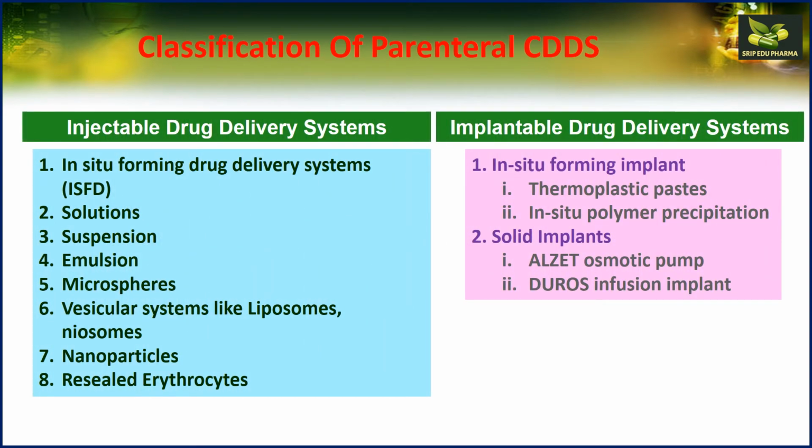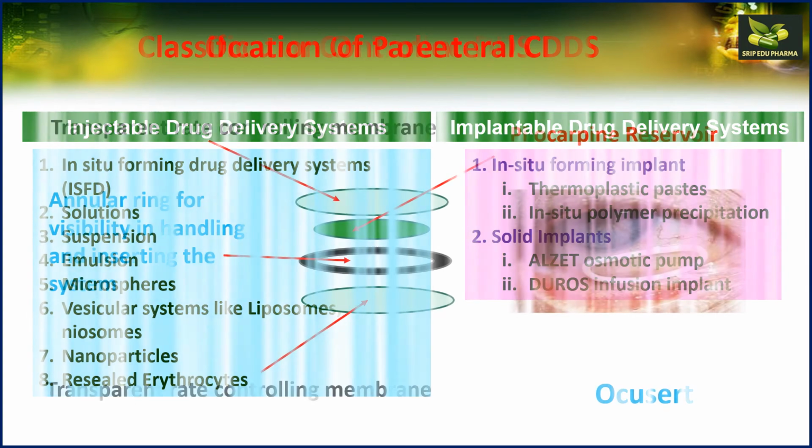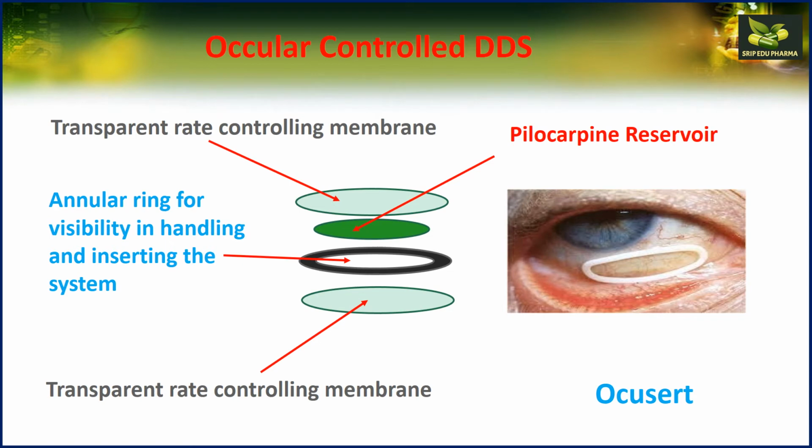In parenteral controlled drug delivery systems, you have to study injectable drug delivery systems and implantable drug delivery systems. Various types you have to see, various properties related to these systems, and in detail all these delivery systems you have to study. Further, in ocular controlled drug delivery systems, we will be studying what OcuSerts are, how they are prepared, their components, and in detail the various types of systems that are available as ocular drug delivery systems.